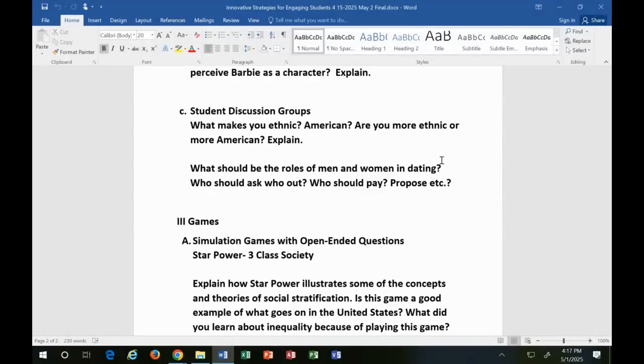Or getting back to the dating. It kind of combines family and gender. What do you think the role should be? I mean, who should ask who up? Who should pay? Who should propose? What's your opinion? If they want to do same sex, they can do same sex too.